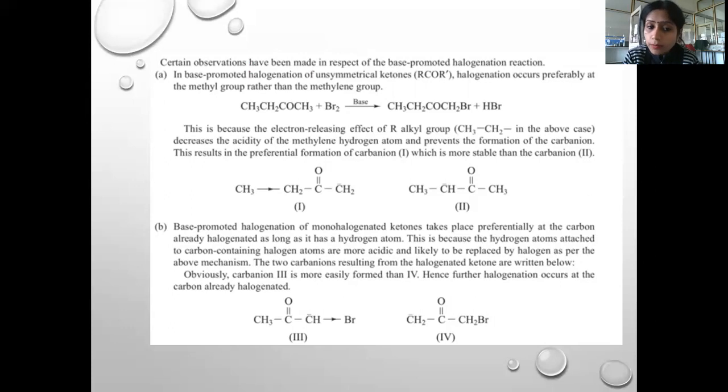Now, if we see the base-promoted halogenation of monohalogenated ketones, it takes place preferentially at the carbon already halogenated. Why? Because such hydrogens are more acidic, and they are more readily replaced by the halogen.